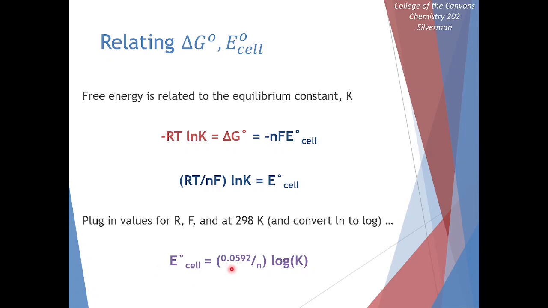where 0.0592 is exactly that combination of R, temperature, F, and switching a couple of natural logs to log. In this convention, our cell potential is positive when we have a spontaneous reaction, which will correspond to our equilibrium constant being much larger than 1.